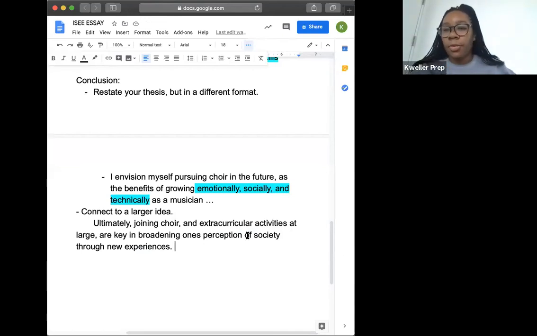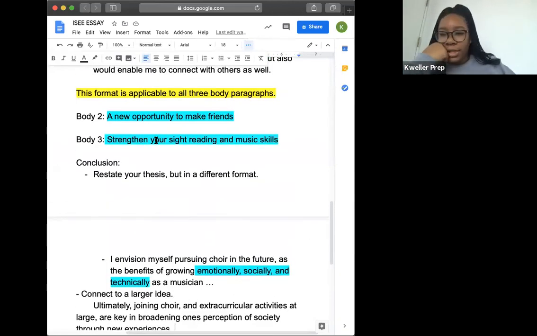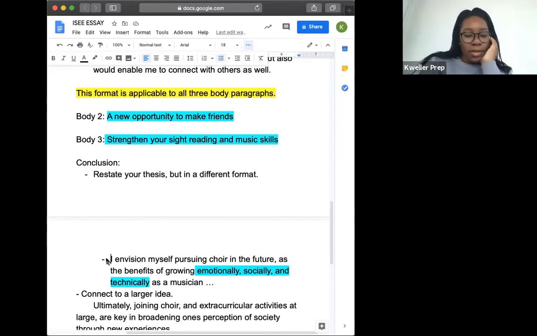Okay. So we now have closed off. So Madeline asked, what transition word do I suggest instead of in conclusion? You don't need to use a transition word when you're starting off your conclusion. What you do need to do is just restate your thesis.